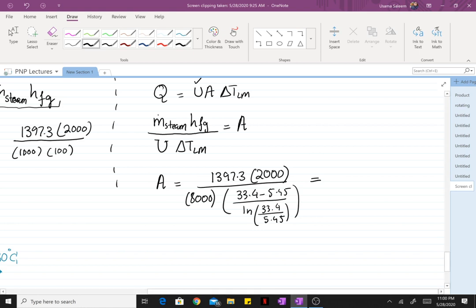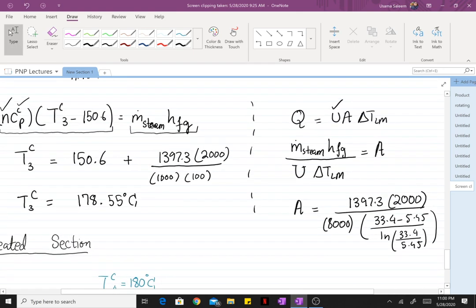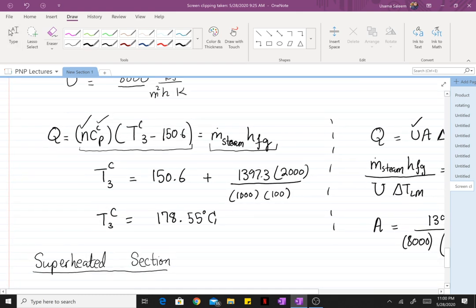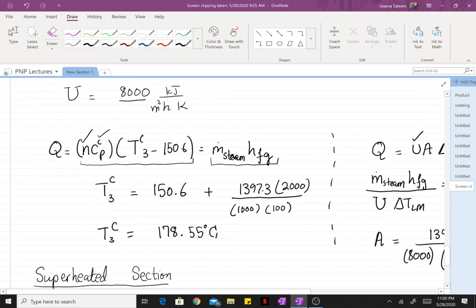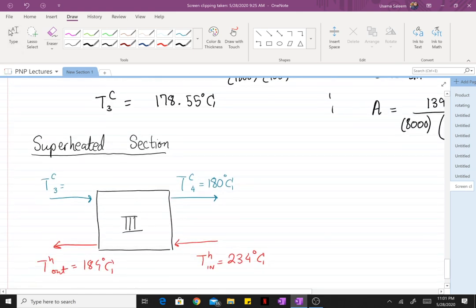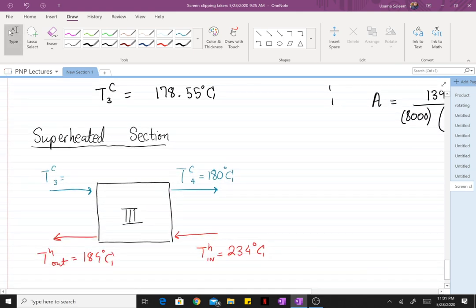Okay, so this area comes out to be 22.66 meters squared for the saturated section. Okay, so we're making some progress. We have the subcooled section, we have the saturated section. Now the final section, the superheated section.